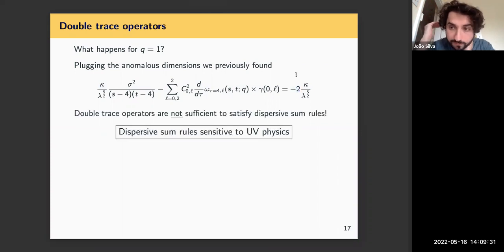And so we can derive a general conclusion from this example, which is that just with double trace operators, we cannot satisfy the dispersive sum rules. We wrote down a dispersive sum rule. We know that it's true based on general arguments, and we plugged in the operators that we knew, which were the protected ones and the double trace operators, and they are not enough. So what other operators can we put into the dispersive sum rules?